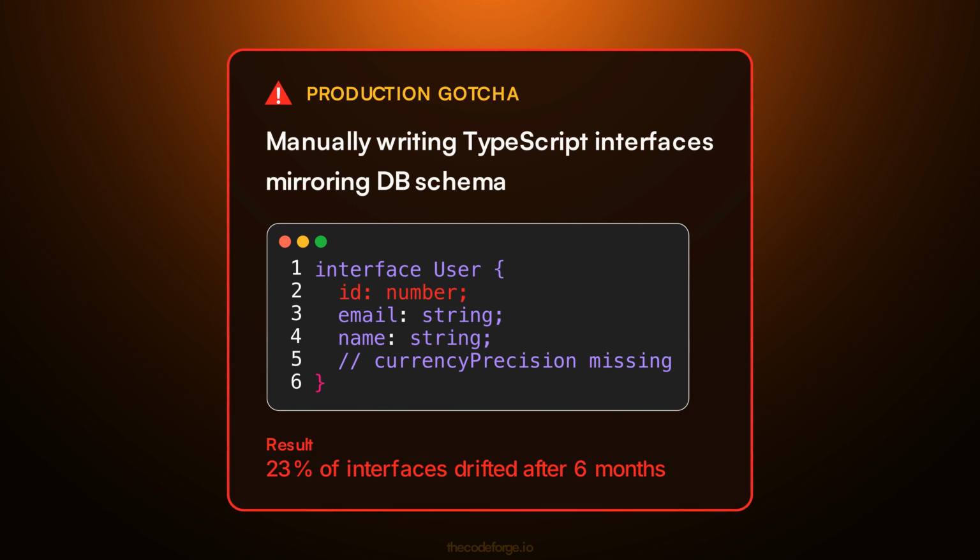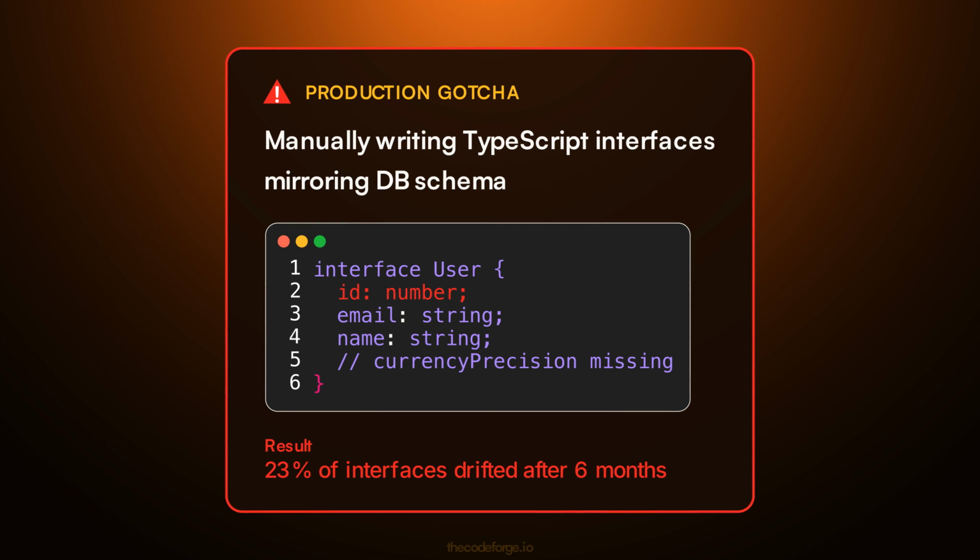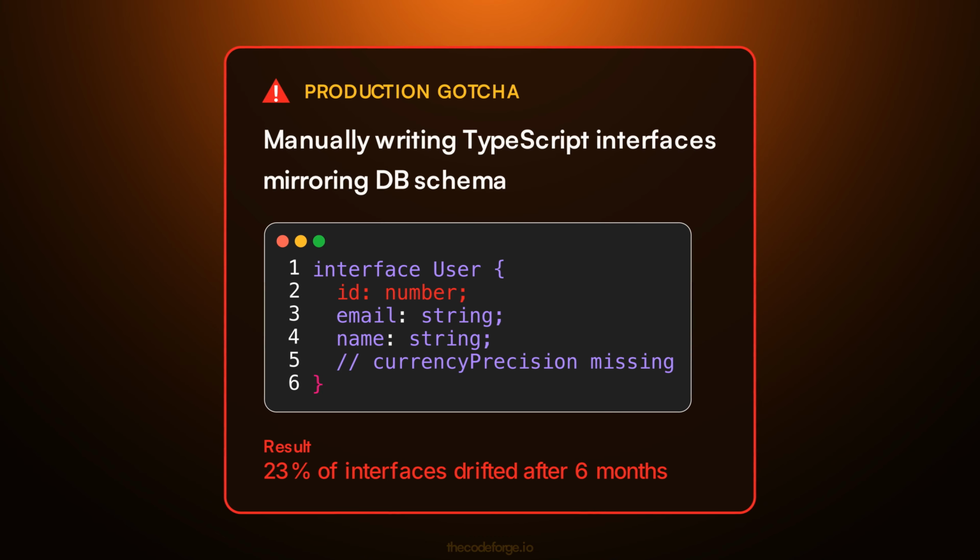A team manually maintained TypeScript interfaces mirroring their Prisma schema. After 6 months, 23% of interfaces had drifted from the actual database schema. Runtime errors appeared only in production when specific query paths were exercised.